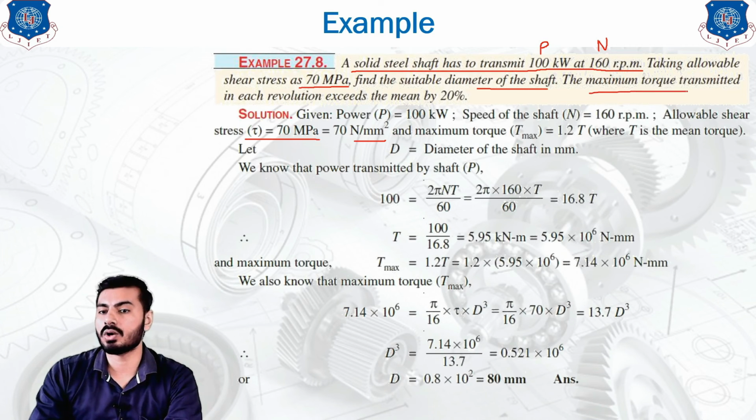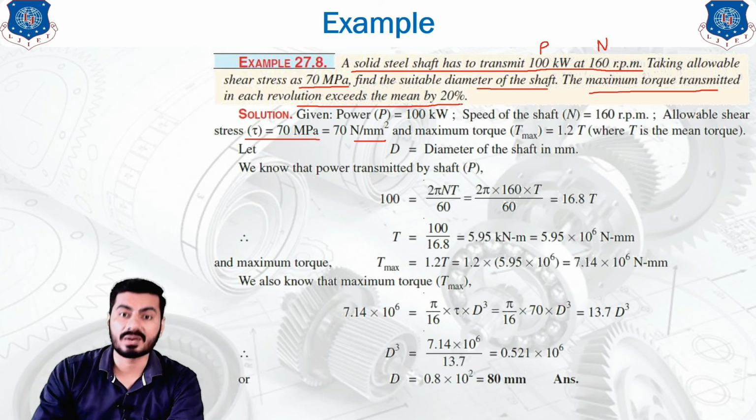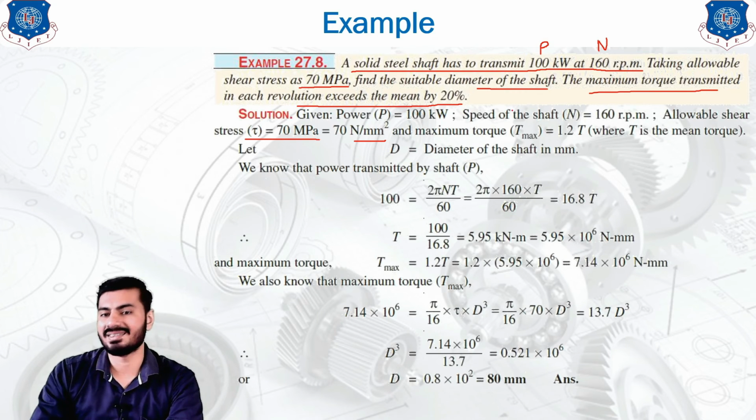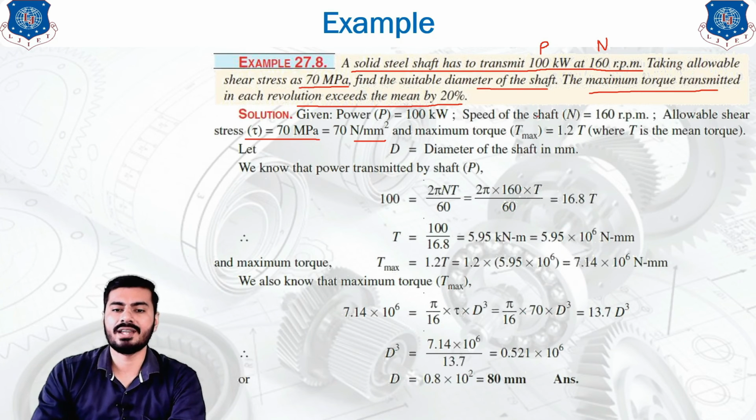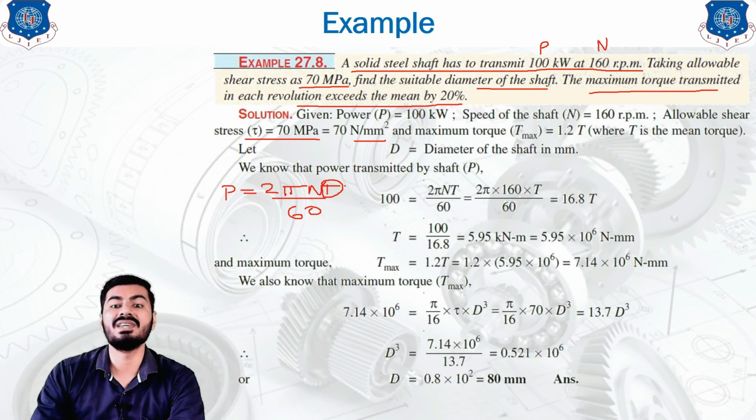The maximum torque transmitted in each revolution exceeds the mean by 20%. Now, what do you mean by that? Mean torque is the average torque. So, whenever we apply the equation P equals 2 pi NT by 60, in this equation, we are considering the mean value, and that's why the torque which you are getting from this equation T is the mean value.